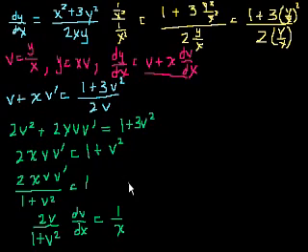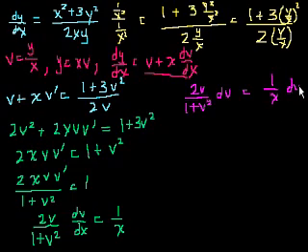So let's do that. Let's go up here. I'll switch to a different color so that you know I'm working on a different column now. So multiply both sides by dx, I get 2v over 1 plus v squared dv is equal to 1 over x dx. And now we can just integrate both sides of this equation. This is a separable equation in terms of v and x.